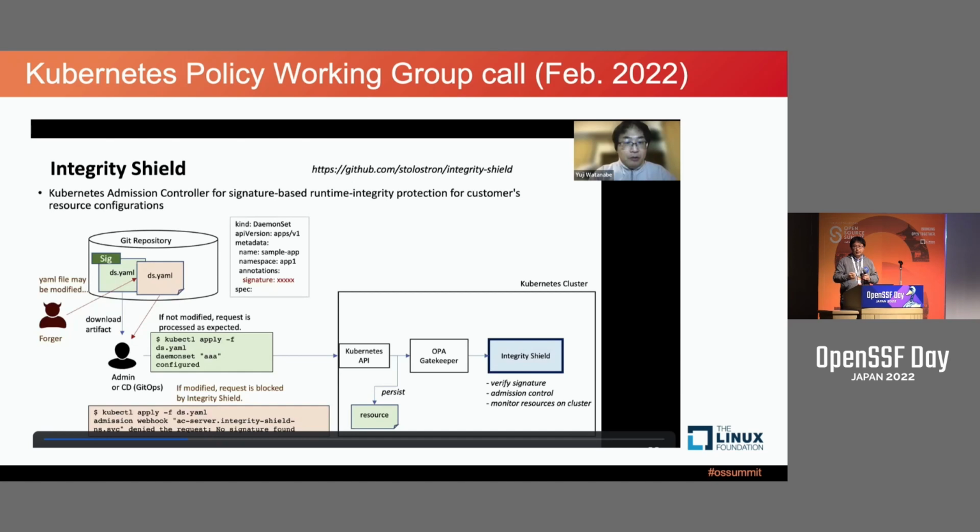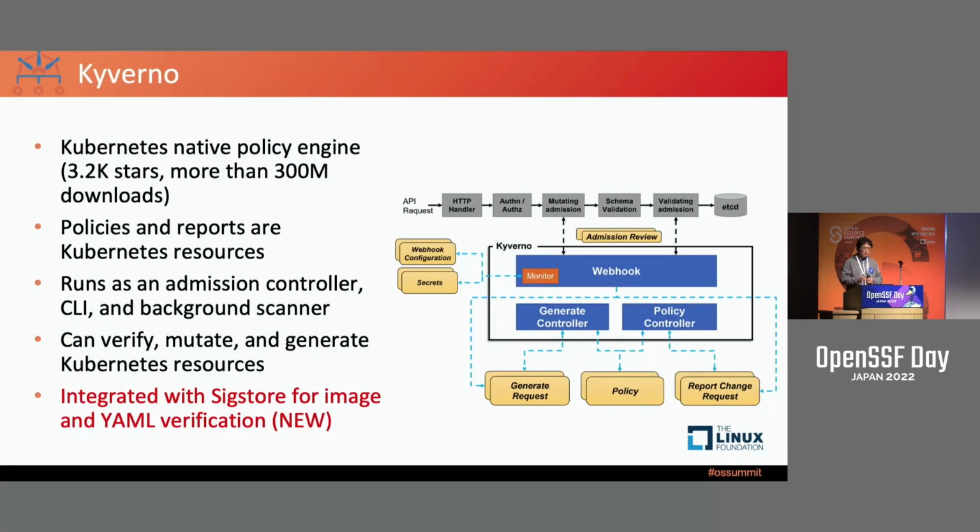So we also got a lot of feedback. This is a different community from Sigstore, but they are also very interested in Sigstore technology. We presented this, and many people showed some interest. One person from the Kyverno community actually suggested that we integrate this new YAML manifest signing capability into the Kyverno project. Kyverno is a very famous, Kubernetes-native policy engine.